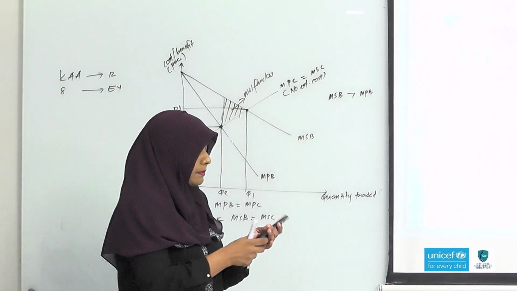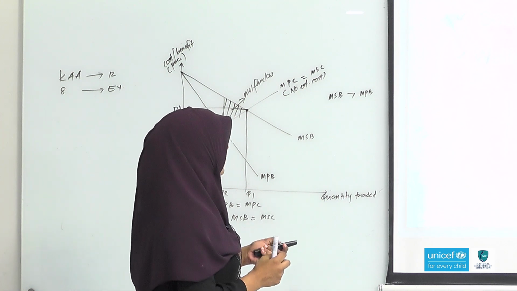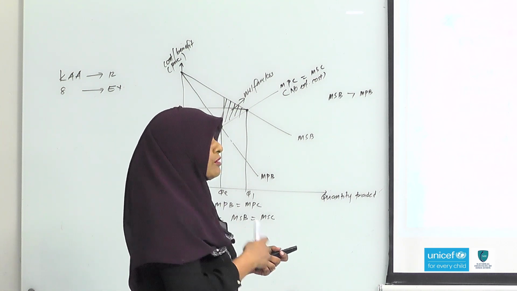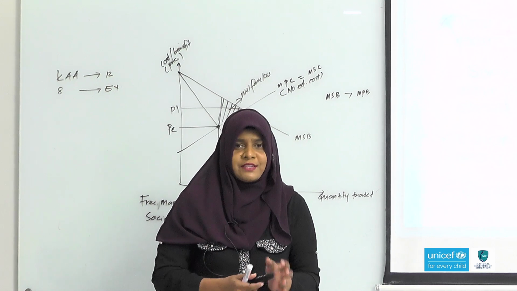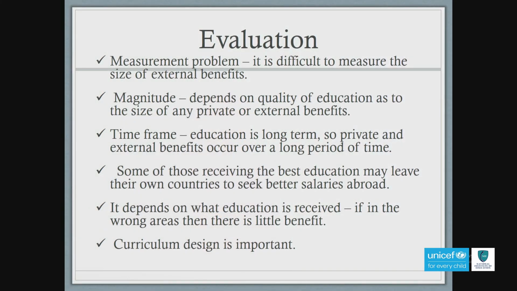What could be the other part in your explanation? The other part in your explanation is how you are going to evaluate your answer. In your evaluation, what you have to understand is that in the case of this question, technically you have identified benefits of education to the individual, benefits of education to the external factors, those things you have analyzed. But the next part is how to evaluate your answer.